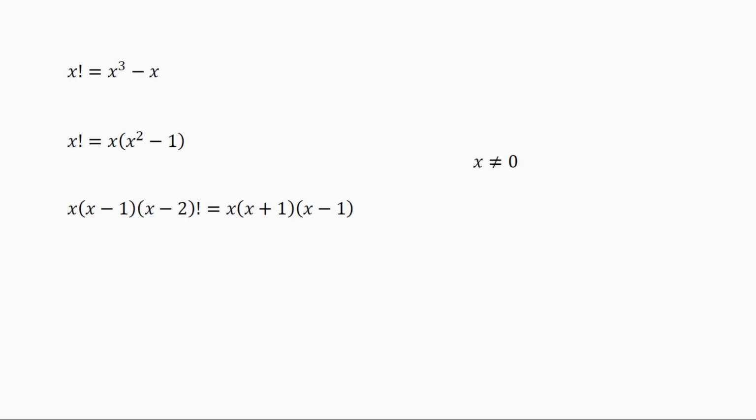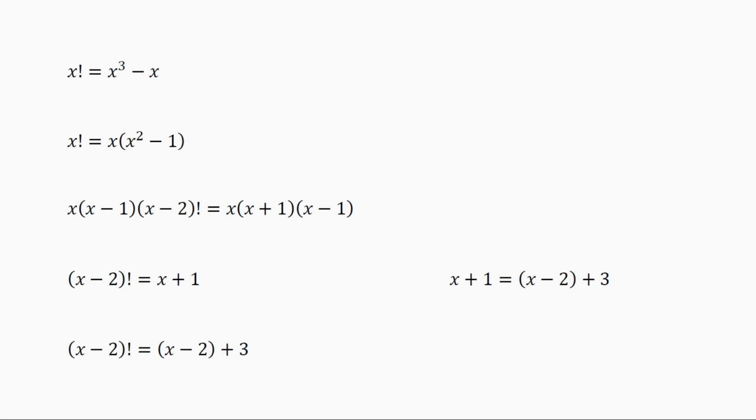Now we got x not equal to 0 and x minus 1 is not equal to 0. So x into x minus 1 is not equal to 0, which means we can divide by x into x minus 1. Then the equation becomes x minus 2 factorial equals x plus 1. We can write x plus 1 equals x minus 2 plus 3. Then x minus 2 factorial equals x minus 2 plus 3.